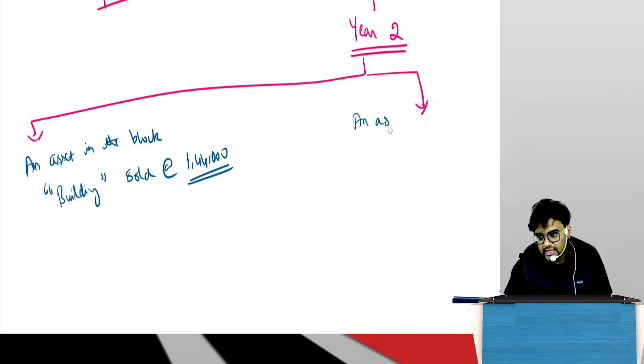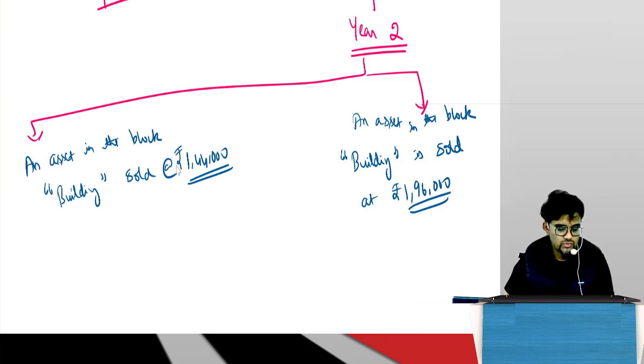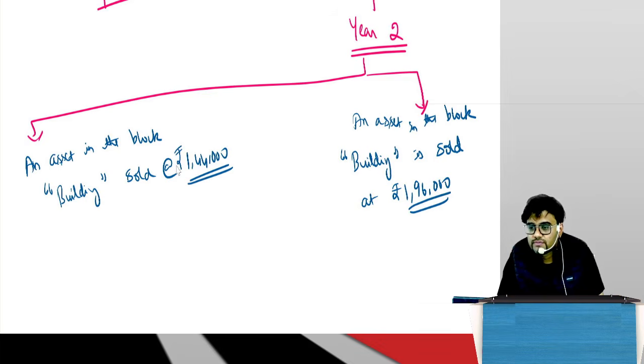One more, an asset in the block building is sold at 1,96,000. An asset in the block building is sold at 1,44,000. An asset in the block building is sold at 1,96,000. Same. Now using the same logic, we will write down.